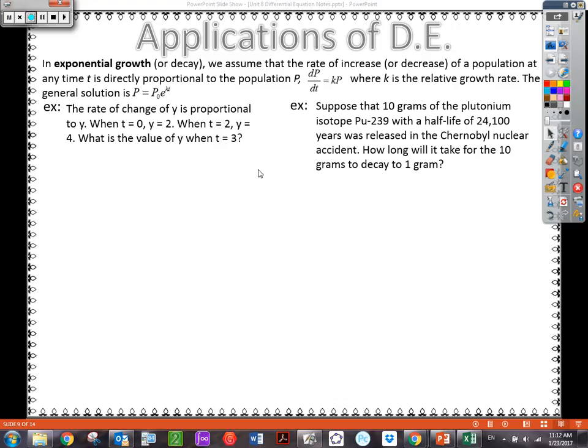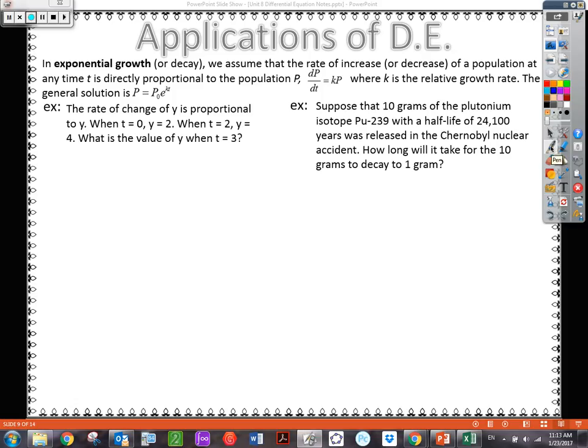Okay guys, let's take a look at our lesson for today. We're going to be looking at applications of differential equations. This first lesson should be very familiar to you with exponential growth and decay. We worked on this in pre-calculus.